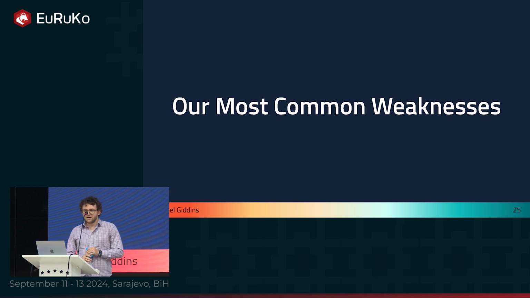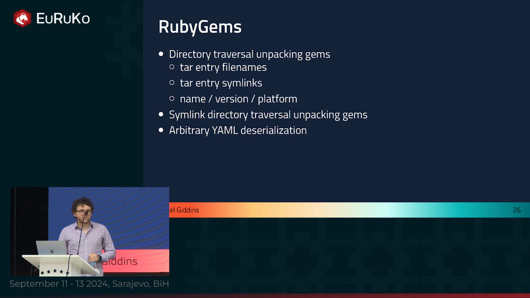So, diving in a bit to the most common weaknesses. And I'm going to split these into the 3 different applications in question, starting with RubyGems. So dating back to literally our first CVE, there have been vulnerabilities with directory traversal unpacking gems. Directory traversal is just a fancy word for you can write and read files you shouldn't have access to.